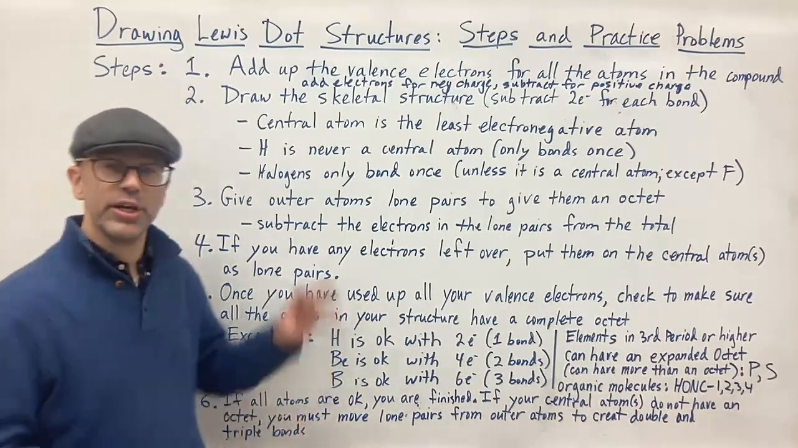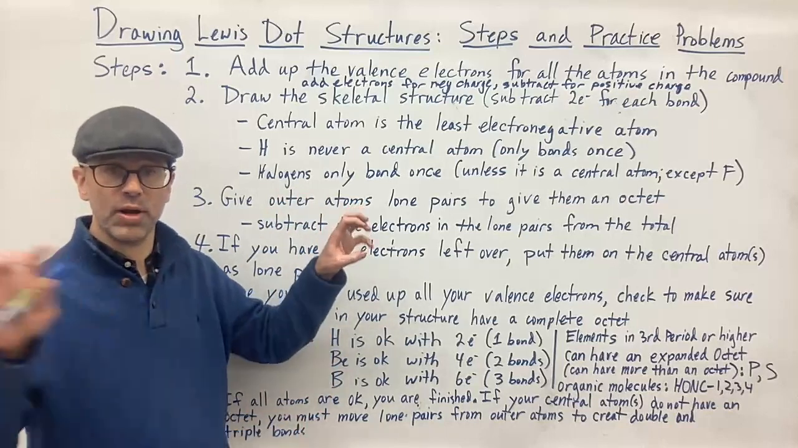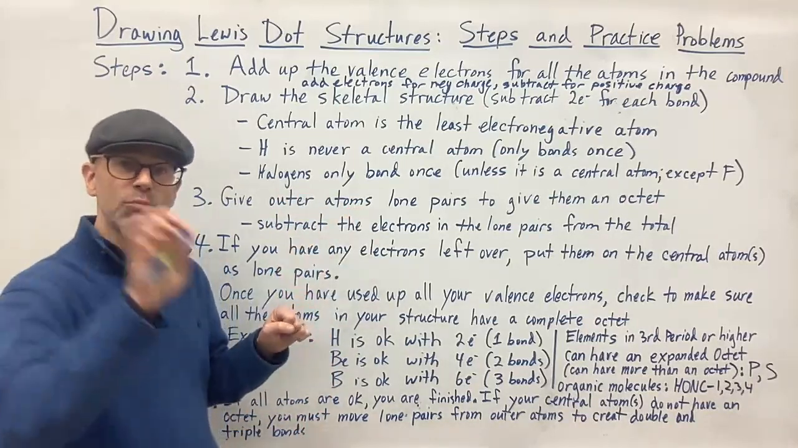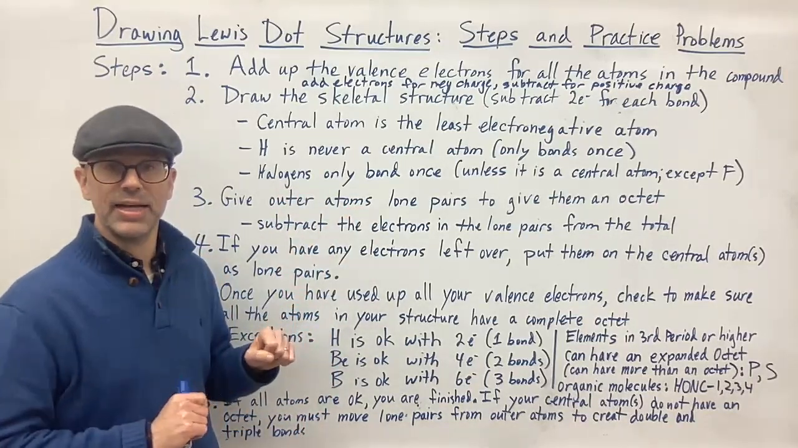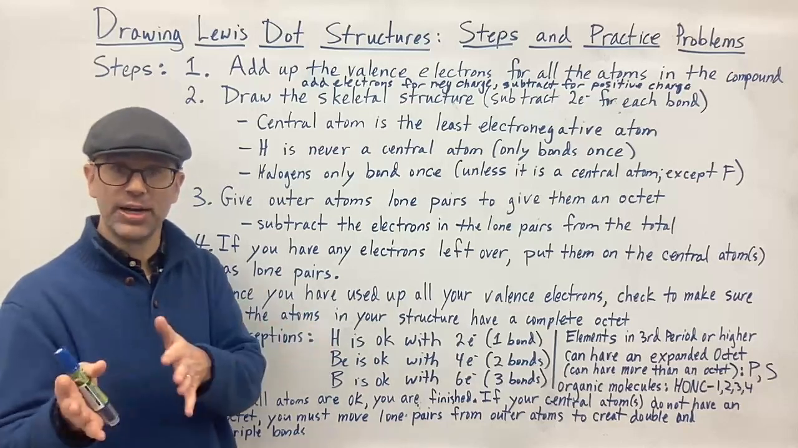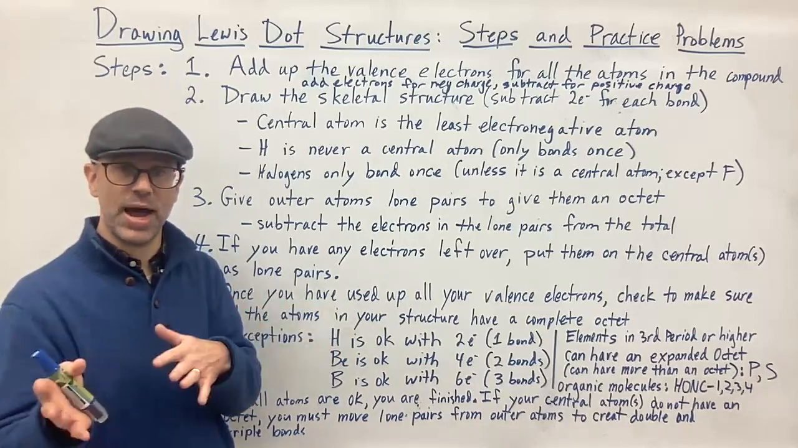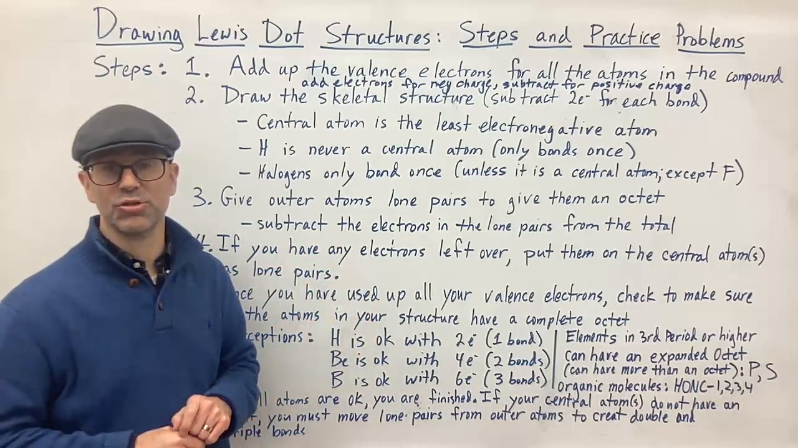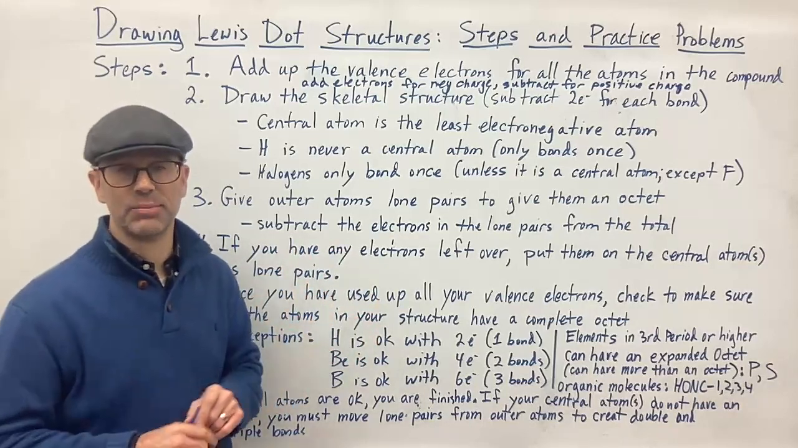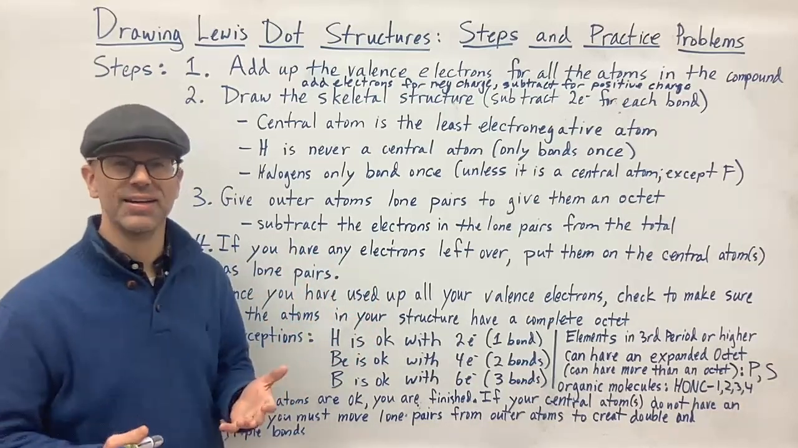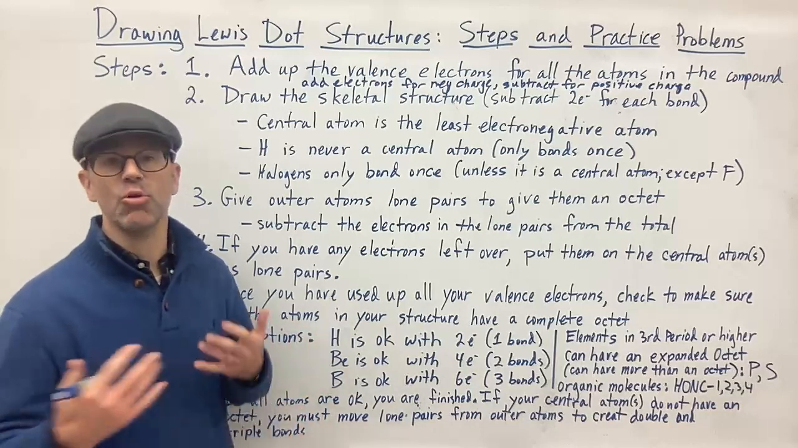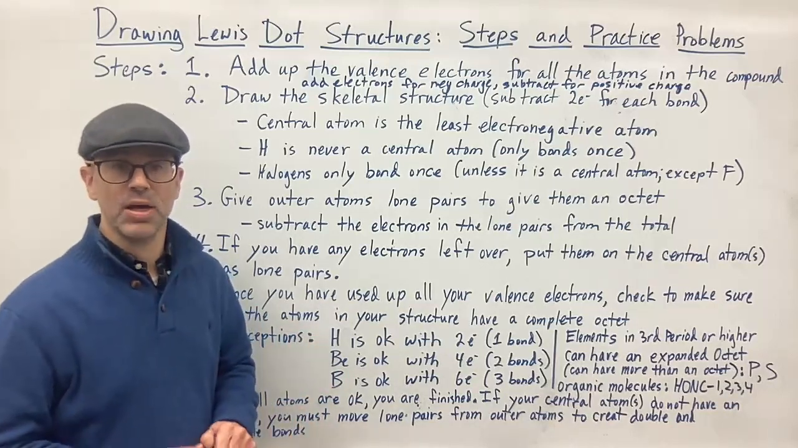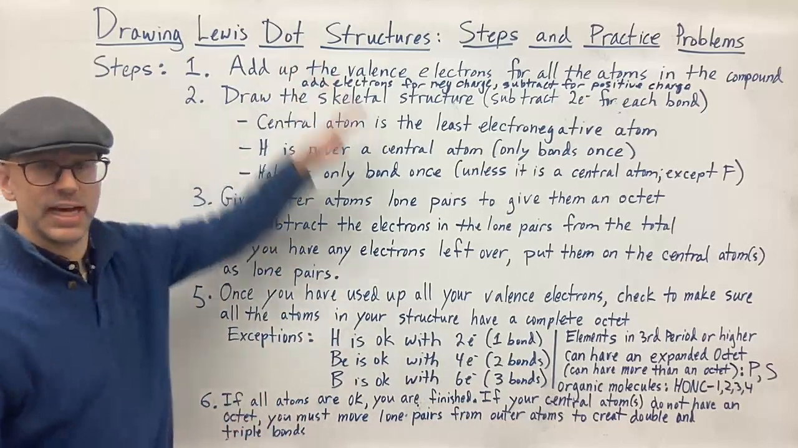So basically, you're going to take a lone pair from one of the outer atoms and move it and make a bond out of it. That way, that lone pair can now be shared between the two atoms, so that whatever central atom you had that was not happy with an octet will now be happy with an octet. Okay, so these are the steps.